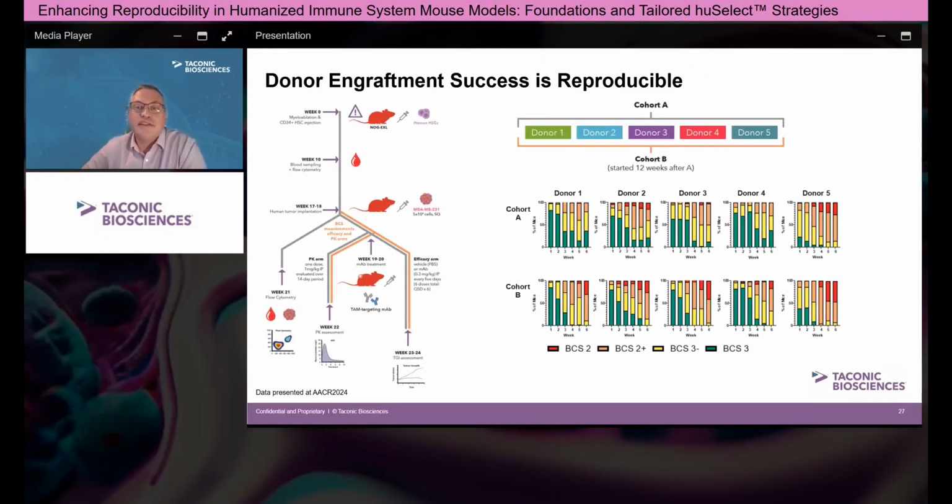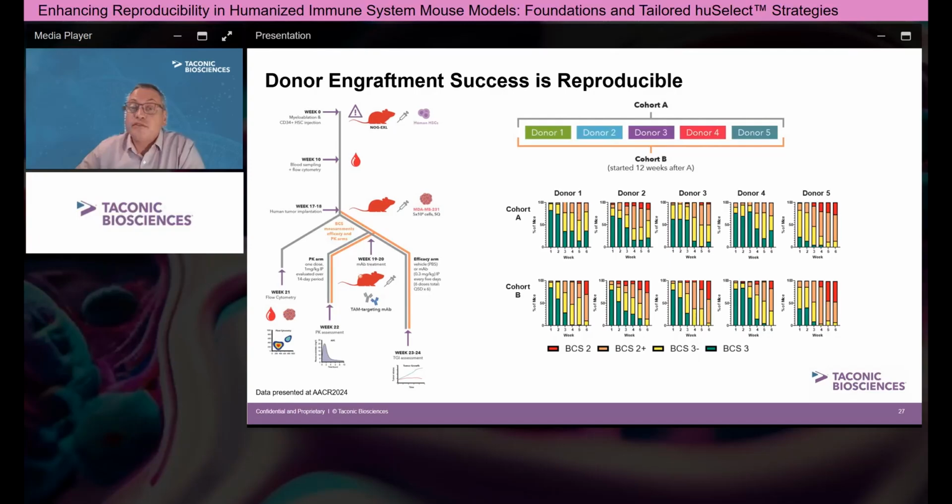These are data that Taconic presented in 2024 at AACR. This was a large tumor study with collaborators, and I'm only going to show you some snippets of this poster. If you're interested, it is available on our website. In this particular study, we used 5 different donors. We engrafted one cohort 12 weeks before we engrafted the other. So essentially, we repeated the exact same experiment twice using the same 5 donors, one aliquot of hematopoietic stem cells for cohort A, and another aliquot for cohort B.